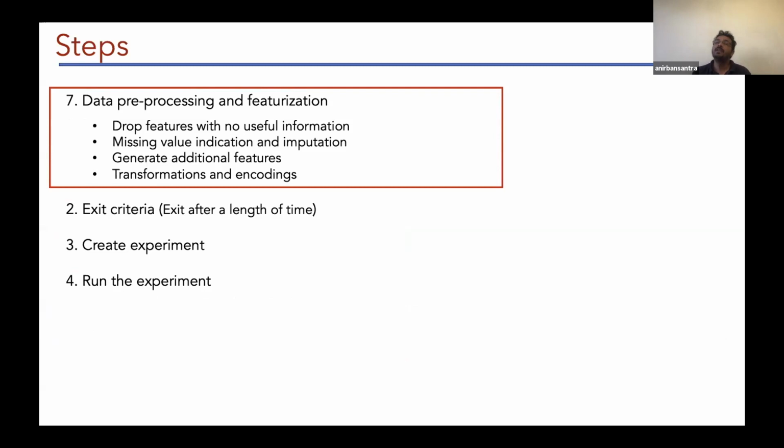Next, data pre-processing and featurization. As I have discussed, 60 to 80% of the time is spent on this featurization and data extraction and all those things. We no need to do it. But I won't say that in every scenario AutoML will be able to do it. In most scenarios, though, AutoML will be able to do the featurization and pre-processing. It will drop features with no useful information and, as we generally do, replace missing values and so on. So we need not do anything here. We can skip this step.